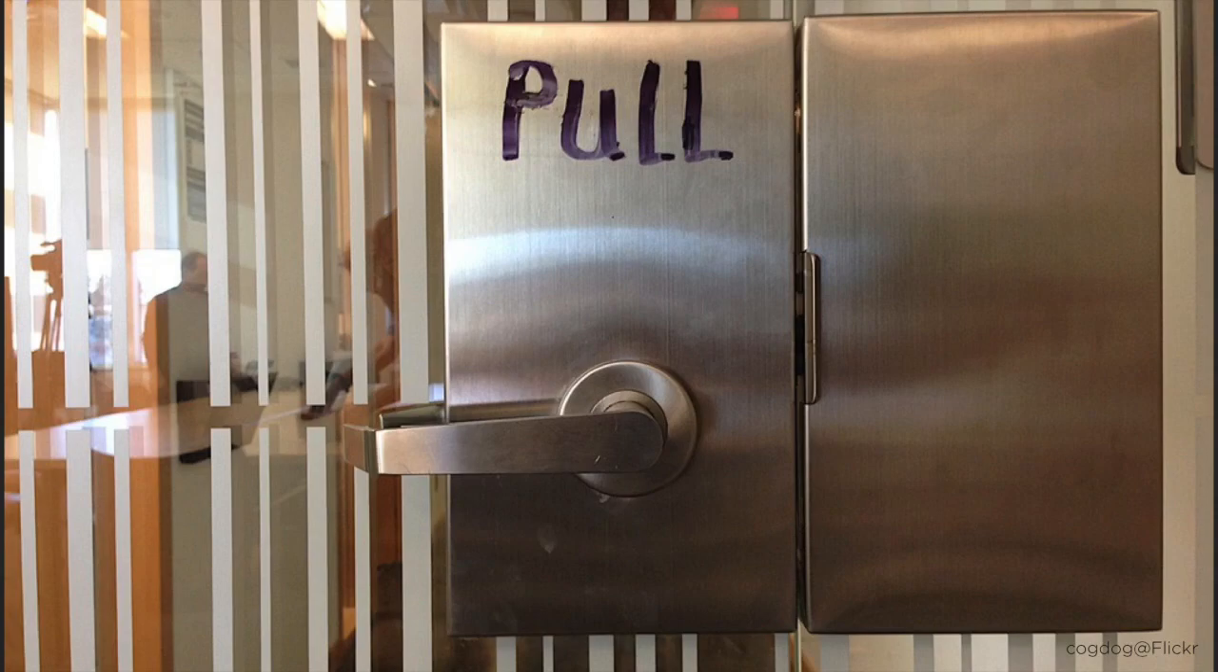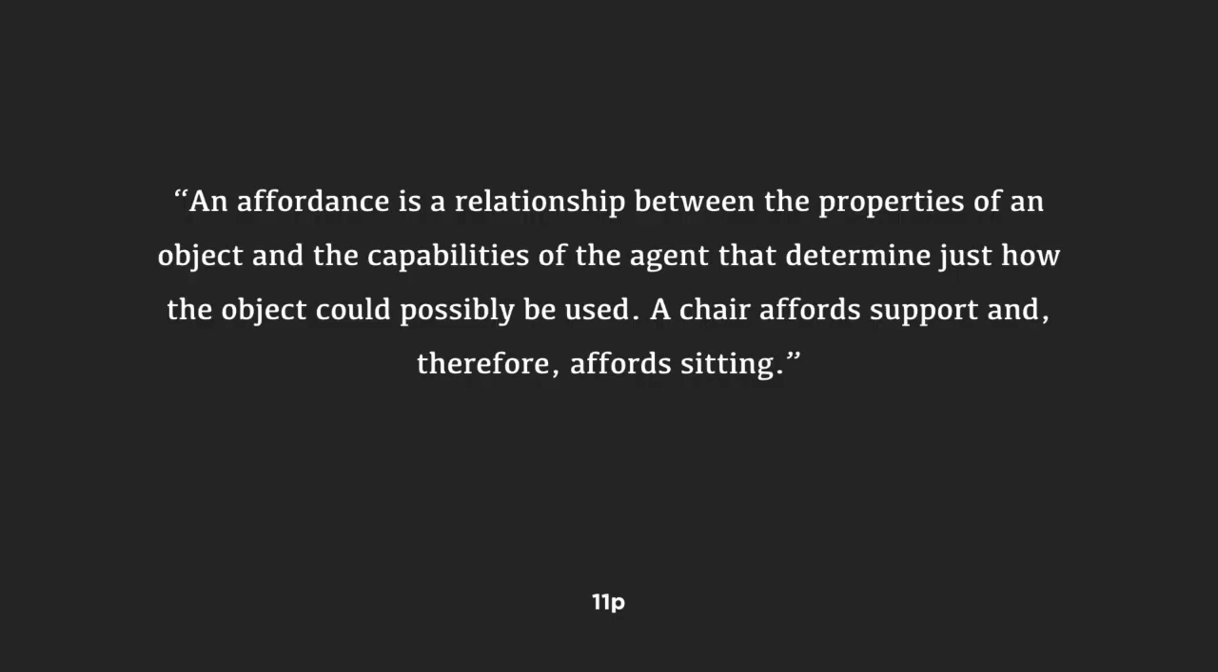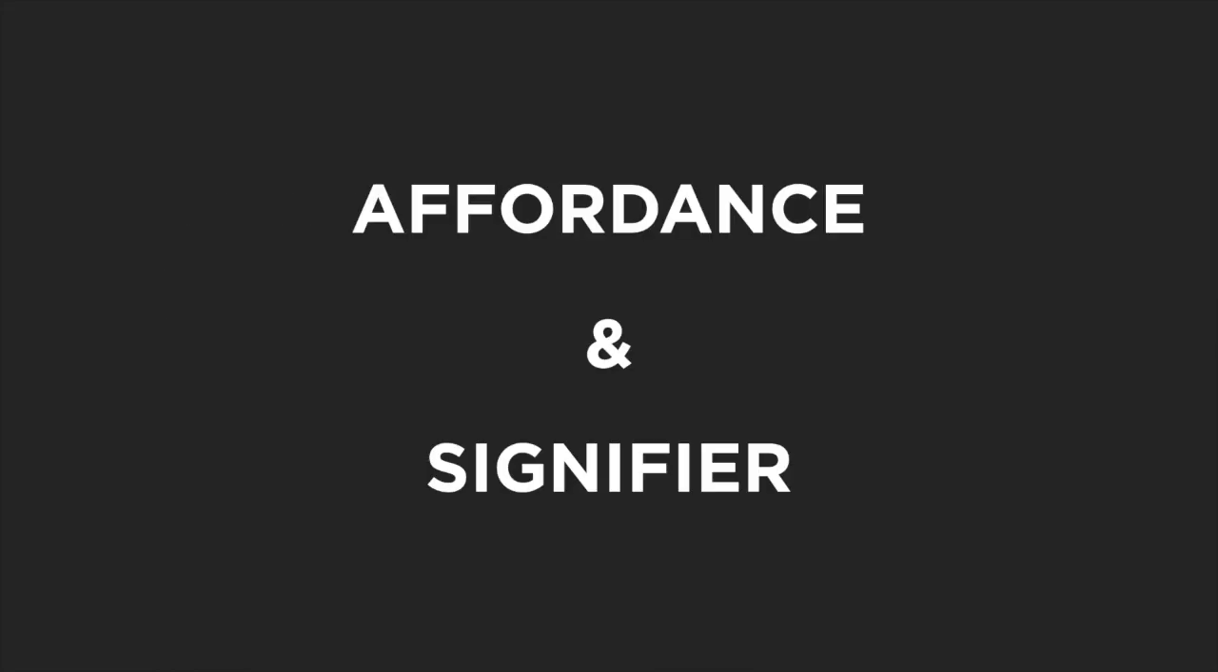Let's look into these two key concepts, affordance and signifier. An affordance is a relationship between the properties of an object and the capabilities of the agent that determine just how the object could possibly be used. A chair affords support and therefore affords sitting. Affordance represents a possibility or capability in the relationship, and the presence of an affordance can be perceived by an agent. This signaling property is called a signifier.